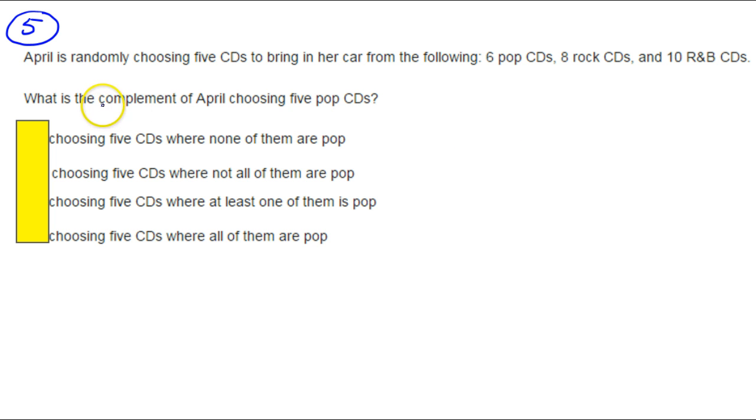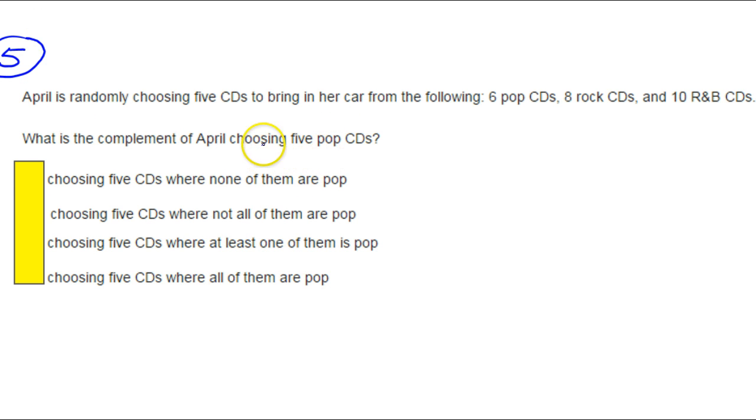All right, complement just means not doing whatever it is that you're about to say. So looking at the event of April choosing 5 pop CDs, that's all 5 CDs that she's picking would be pop CDs. The complement of that would be, what if that didn't happen? In other words, she's picking 5 CDs and not all of them are pop. All right, that means at least one of them would be rock or R&B.